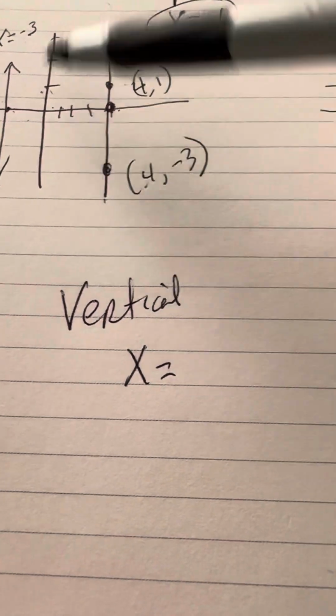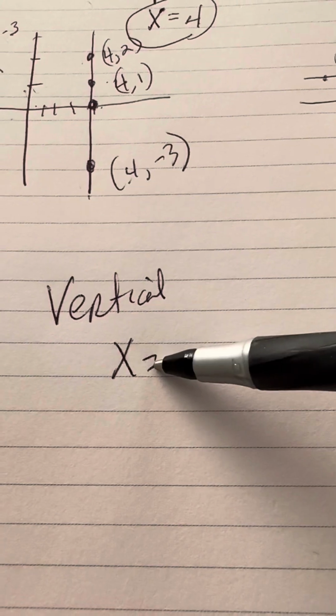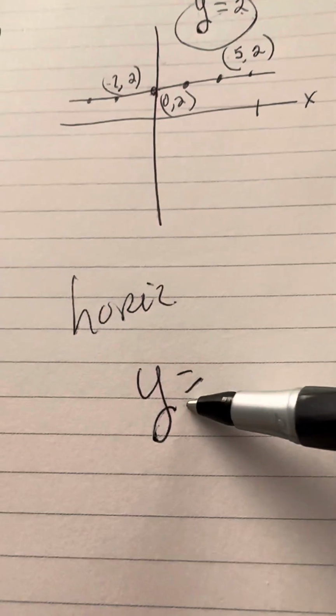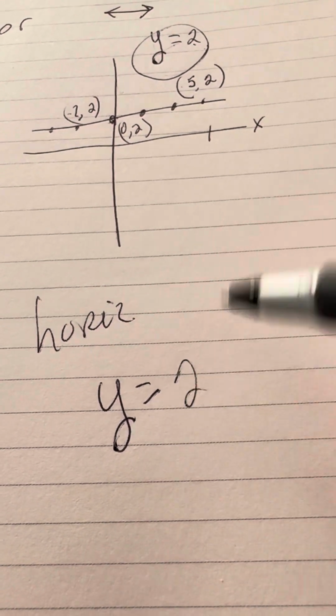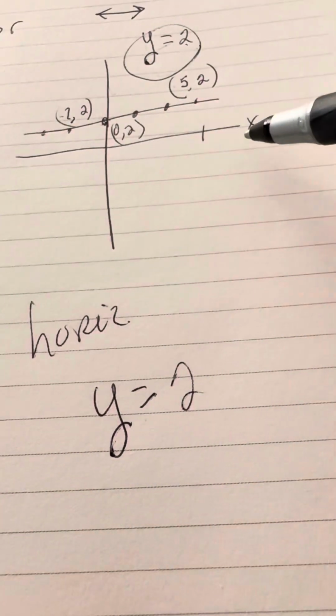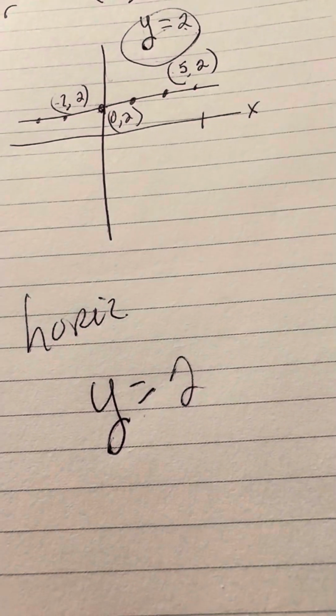A vertical line that's like the y-axis is actually going to be an x equals equation because it never crosses the y. A horizontal line should be a y equals equation because it runs parallel with the x-axis. It never crosses it, so there shouldn't be an x in the equation.